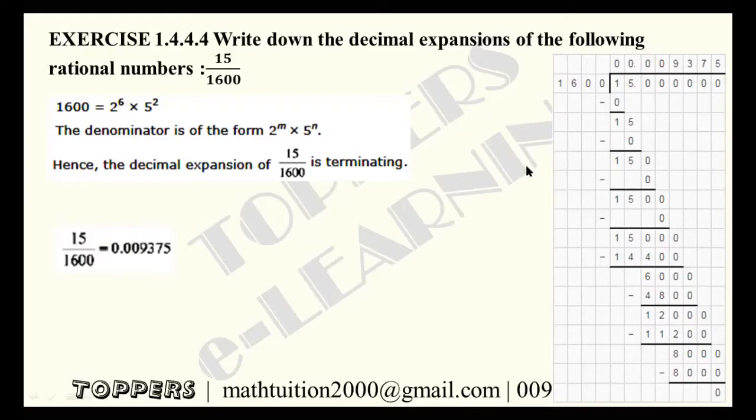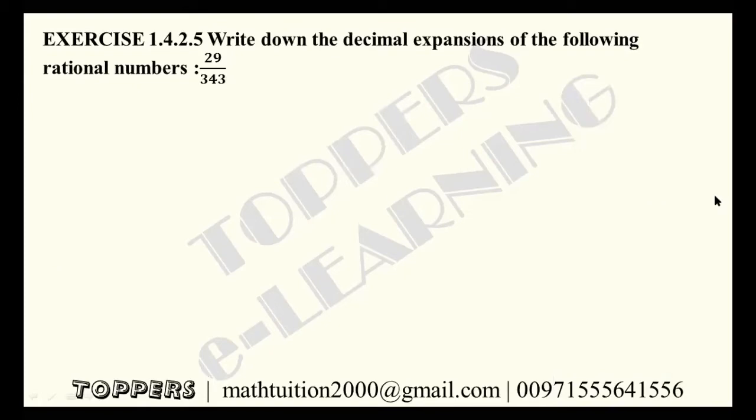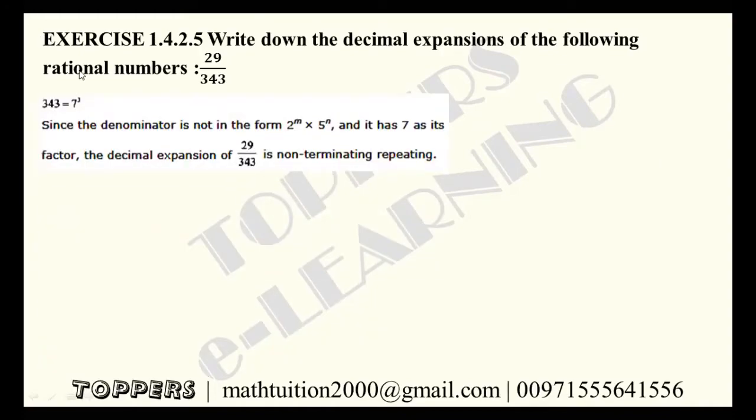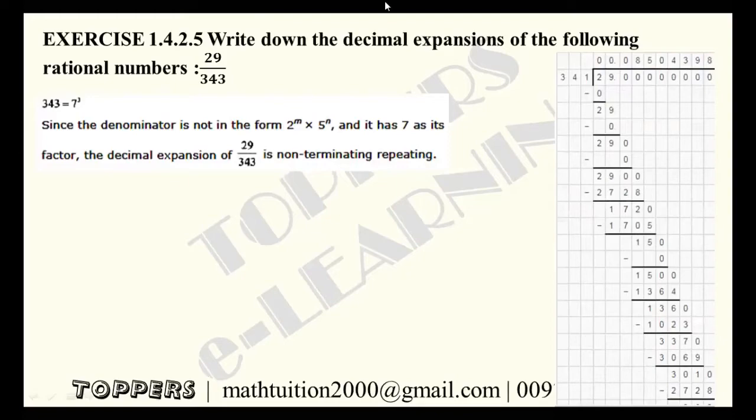Fifth sub question. 29 divided by 343. Prime factorization of 343, we got 7 raised to 3. So there is no 2, there is no 5. Other than 2 and 5, we have 7. So what is the meaning? It is non-terminating, repeating. Let us do the division. See here, we have 29 divided by 343.